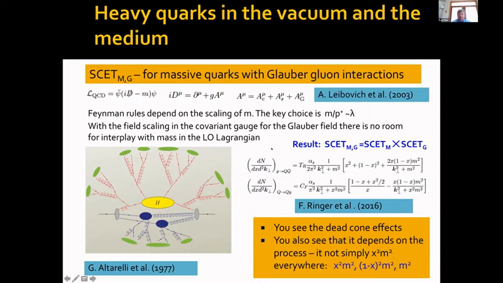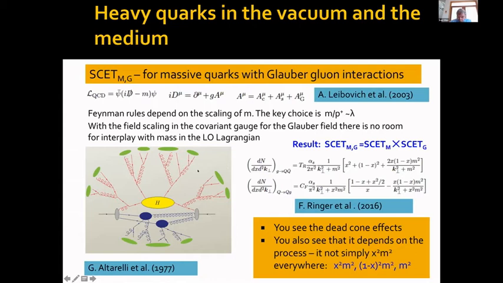What we observed, however, is that when we do power counting in terms of the small parameter, which is what we do in effective theories, there is no crosstalk between the Glauber Lagrangian and the mass terms. Therefore, the resulting theory in the medium is simply a direct product of SCET M, which was developed for the vacuum, and the Glauber-Feynman rules, which were applicable for the case of in-medium interactions. And that saved us a lot of time.